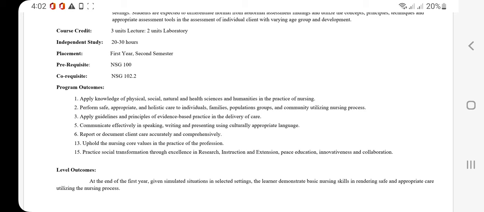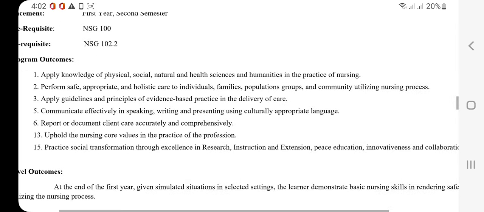Together with your nursing 120, which is your funda, doon nyo naman din learn kung ano yung mga basic procedures na kailangan ninyong malaman during your duties. Okay? So next is to apply guidelines and principles of evidence-based practice in the delivery of care, communicate effectively in speaking, writing, and presenting using culturally appropriate language. Actually, itong communication is more on the therapeutic skills which can be discussed further in your Nursing 120, which is the fundamentals of nursing.